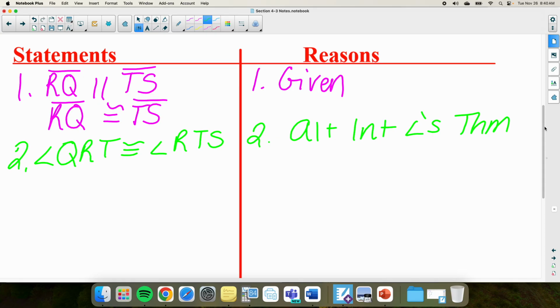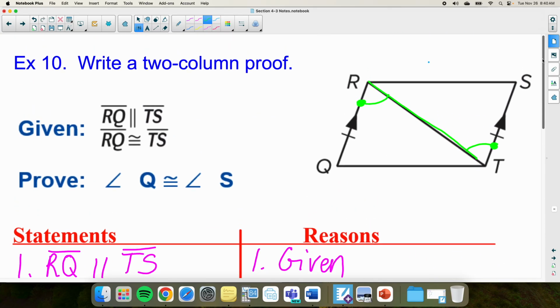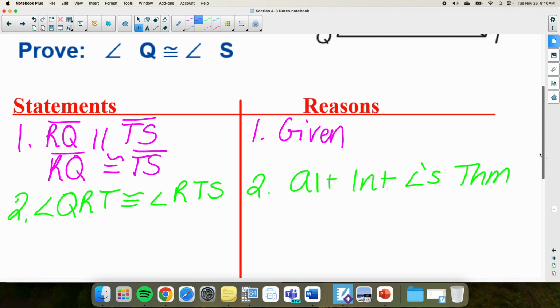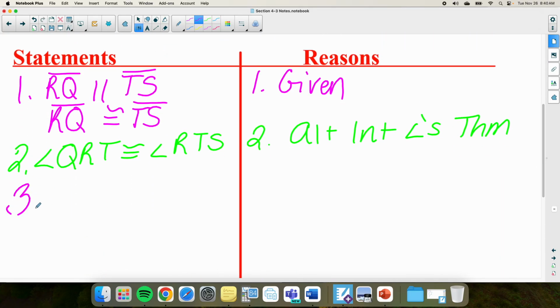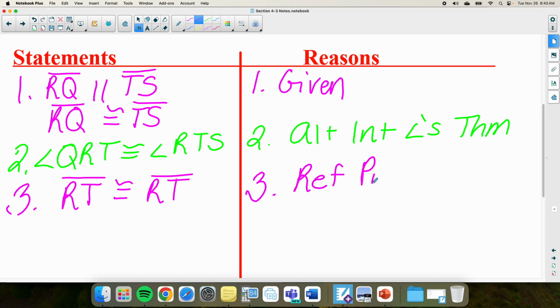Okay? Now, does anyone see something additionally that's congruent here? The reflexive property right there, okay? So I can say RT is congruent to RT. And that is reflexive property, okay?